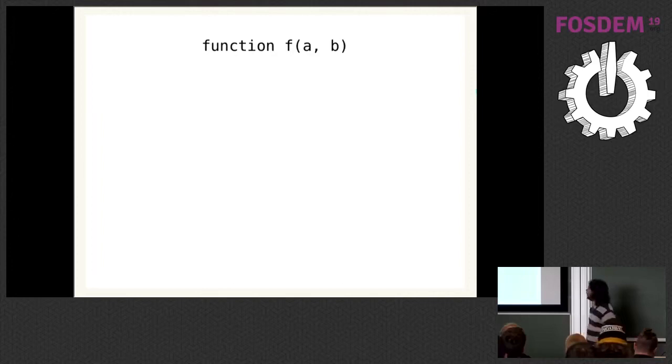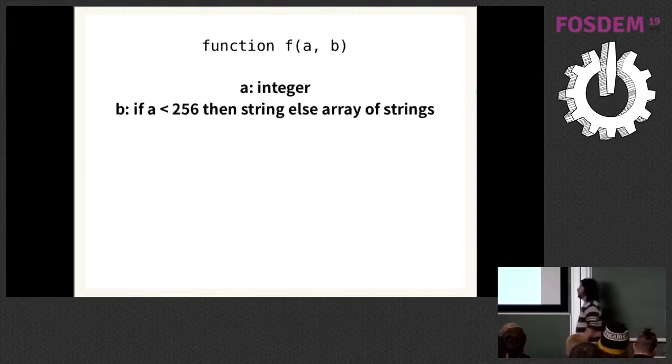You have a nice function f of a and b. What are the types of a and b? Well, a is an integer, and b is, well, if a is less than 256, then b is a string. Otherwise, b is an array of strings. When we program with dynamically typed languages, we do that kind of stuff all the time without even realizing that we are creating these complex types where the definition of the type has a dependency. That's why it's called dependent types, right?